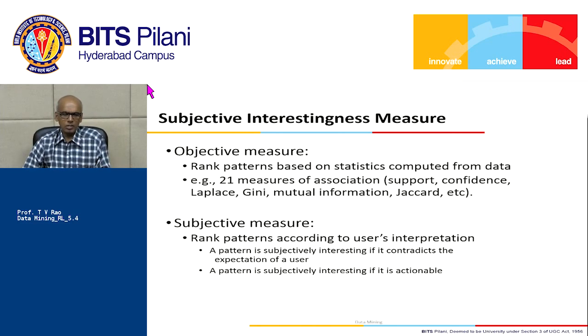So people suggest that there should be subjective elements included to evaluate. The objective measures are based on simple computations which are statistical. There are numerous measures of association that can be used. But the subjective measures come from the user's own interpretations. And the rule will become interesting if it contradicts the expectation of the user. Similarly, a rule becomes interesting if it is actionable by the user.